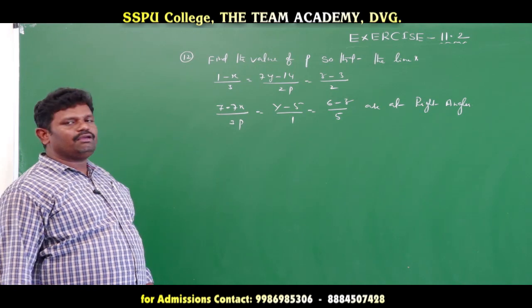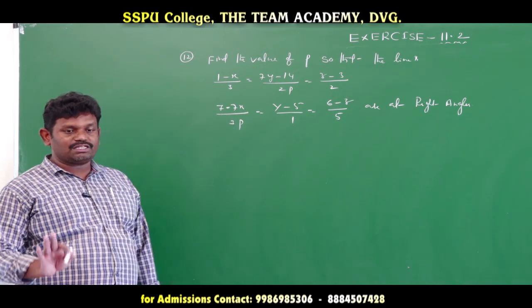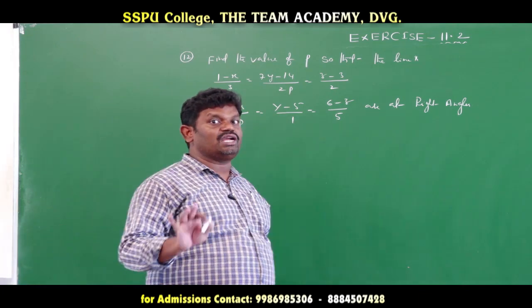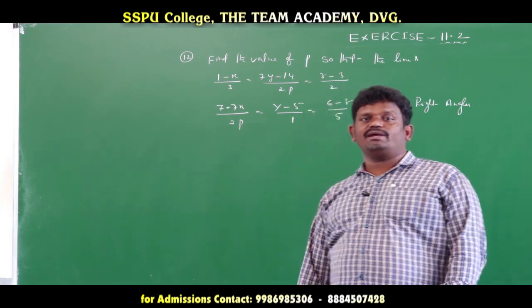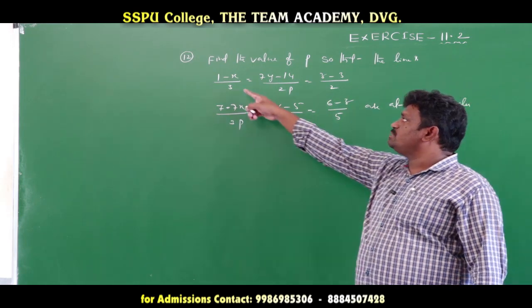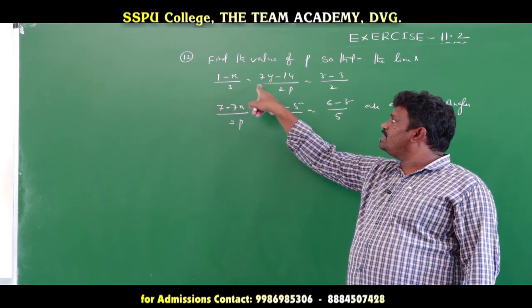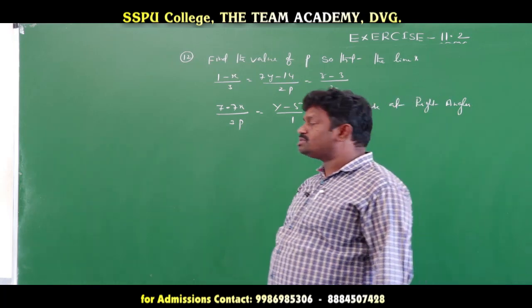Here is one point to remember: whenever the Cartesian form is given, we first convert it into standard form. Standard form means (x minus x1) by a, (y minus y1) by b, (z minus z1) by c. But here, the two line equations are not in standard form, so first we convert them into standard form.